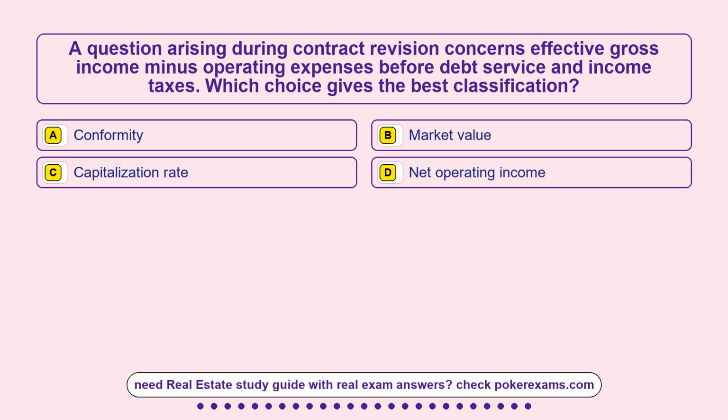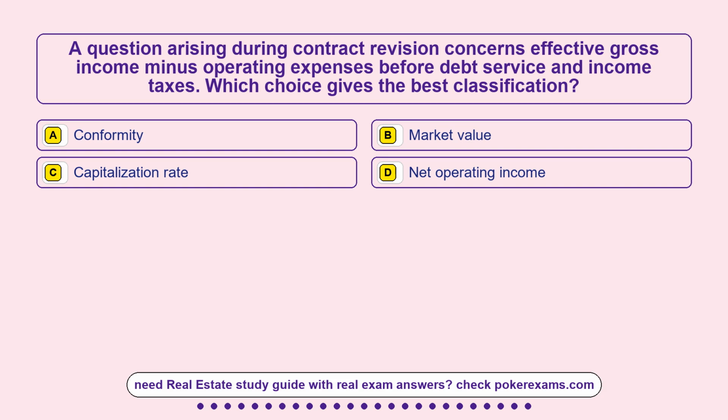Question 17. A question arising during contract revision concerns effective gross income minus operating expenses before debt service and income taxes. Which choice gives the best classification? Option A, conformity. Option B, market value. Option C, capitalization rate.